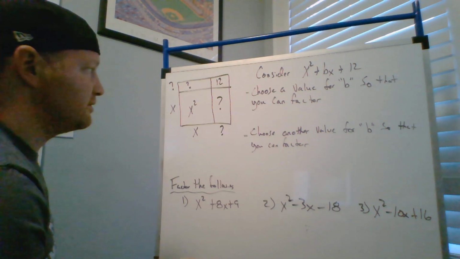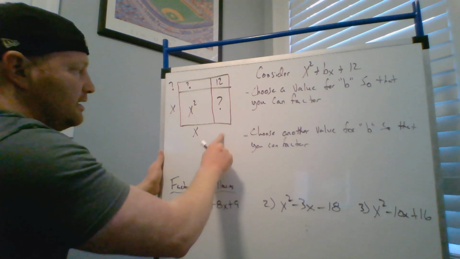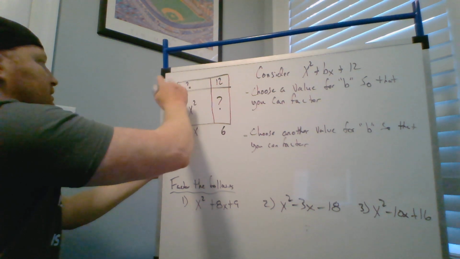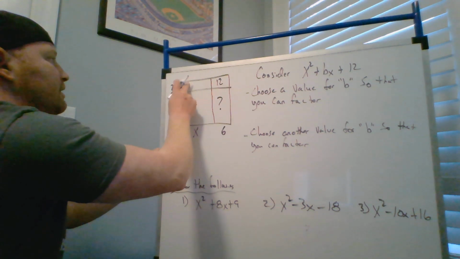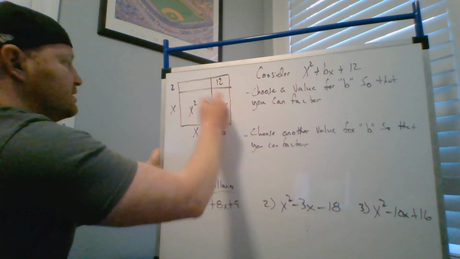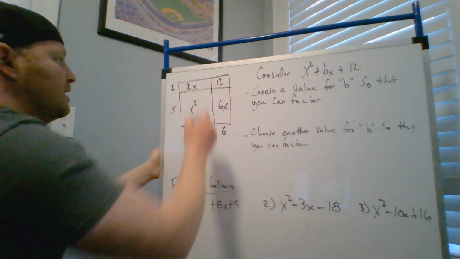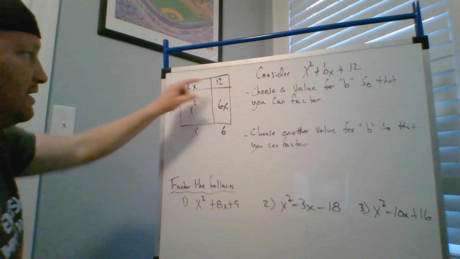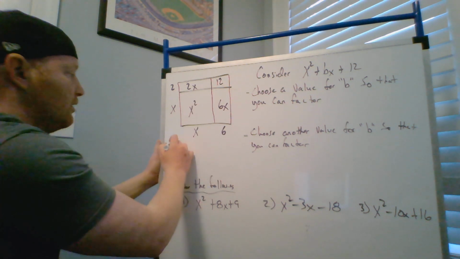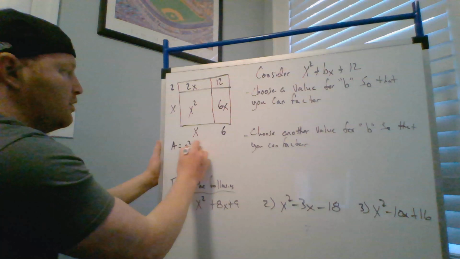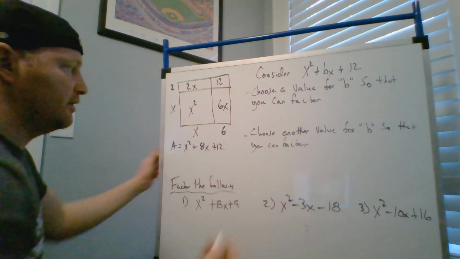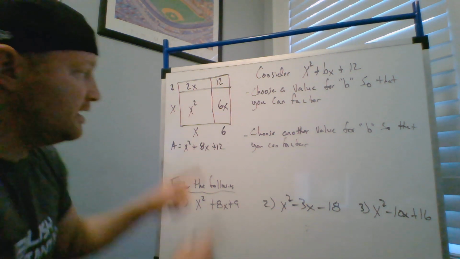So I'll do this a couple different ways. Let's say I call this 6 and this 2. Then this is going to be 6 times x, which is 6x, and x times 2, which is 2x. If I want to represent the area of the square, well, the area is x squared plus 8x plus 12. That's if you just happen to choose these as the factors.